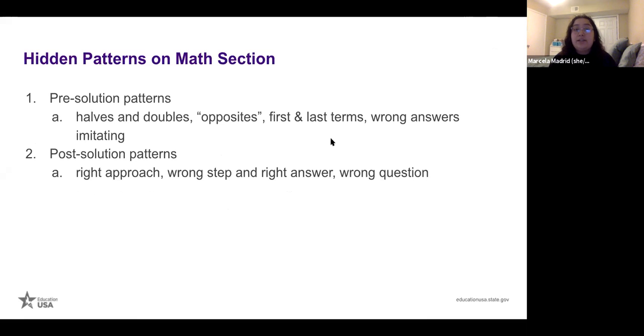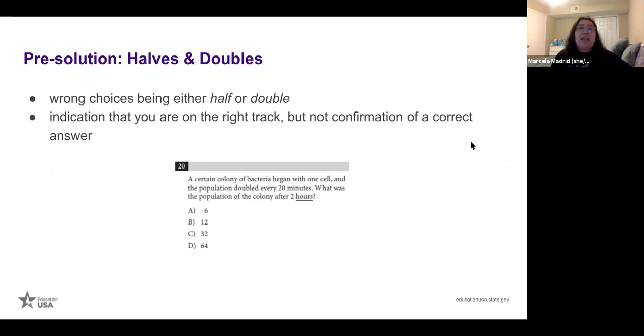So the first part is going to be pre-solution patterns. Before you even get to your answer, you're looking at the answer choices. Some things we're going to be going over are halves and doubles, opposites, first and last terms, and wrong answers imitating right answers. The other thing is post-solution patterns, meaning how the answer choices can trip you up once you already did your work for the problem: right approach, wrong step, and right answer, wrong question. If you're confused about the last two, don't worry, we'll be going over them. So the first one is pre-solution halves and doubles.